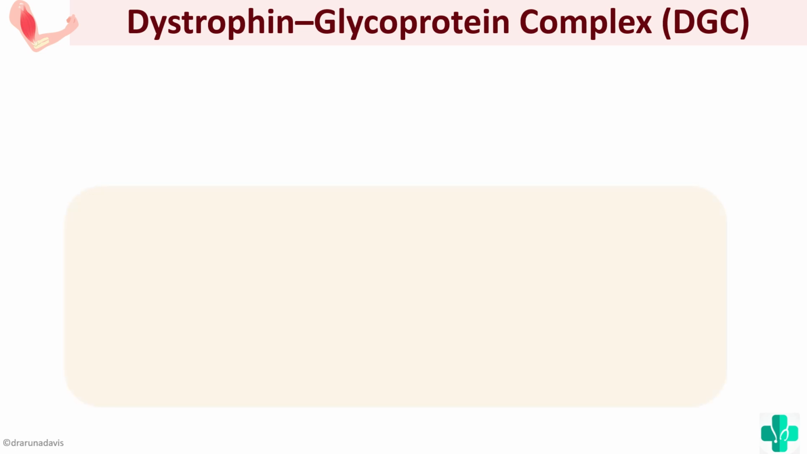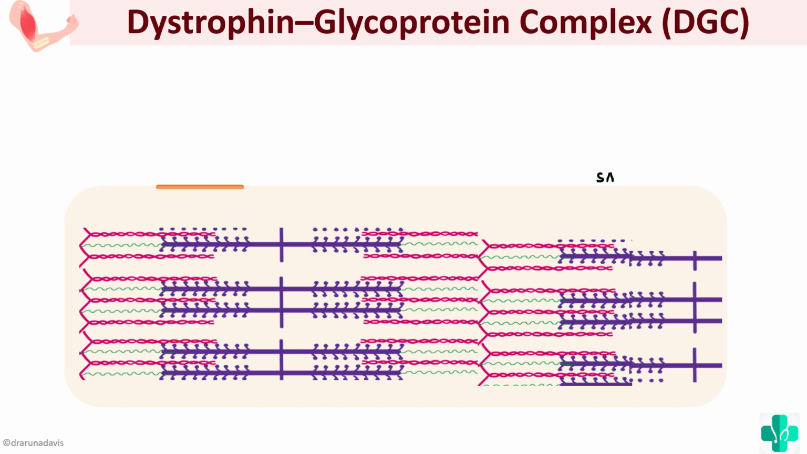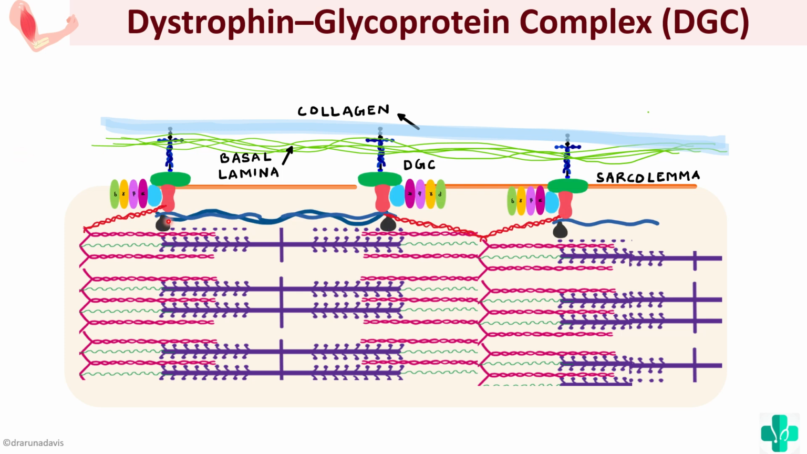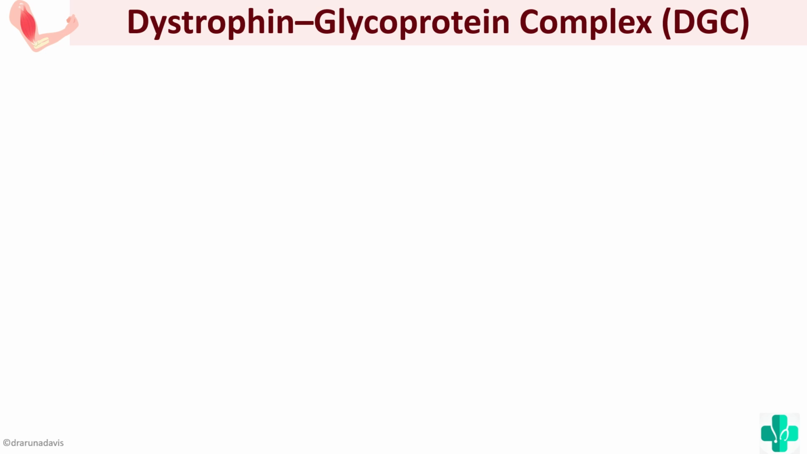So suppose this is a myofibril and this is the sarcolemma, the covering of the myofibril. Now we want to attach this cytoskeleton to the extracellular matrix, which basically consists of the basal lamina and the collagen. So for that we've got this protein complex, and this is called the dystrophin glycoprotein complex. So we'll have a closer look at the structure of the dystrophin glycoprotein complex.